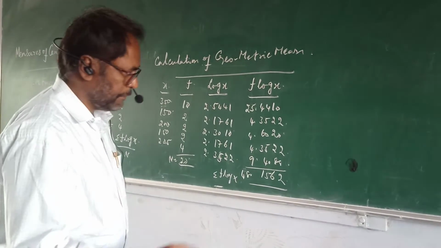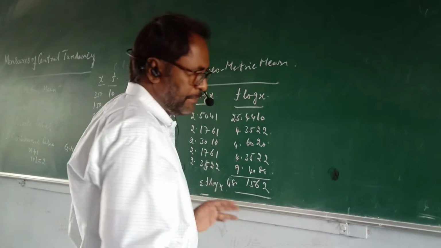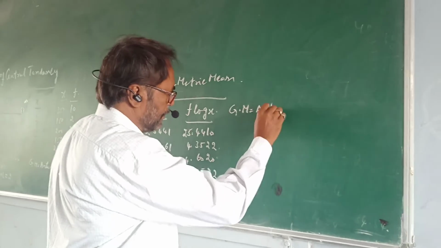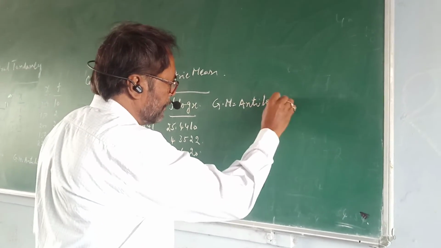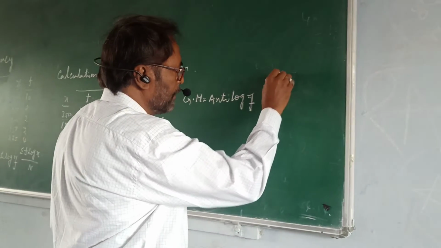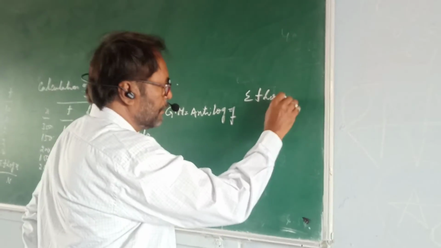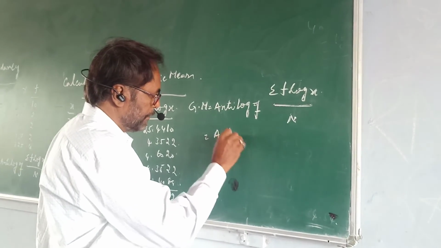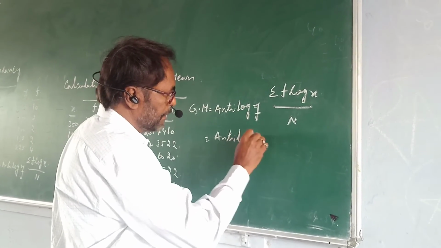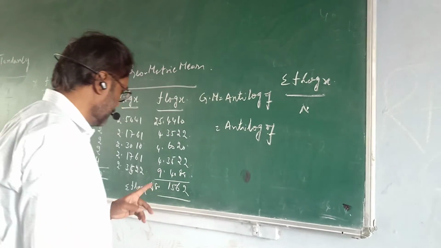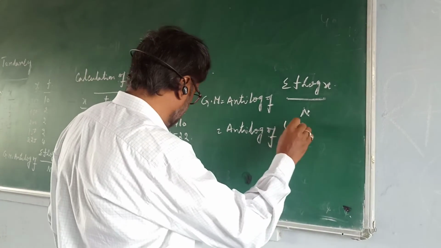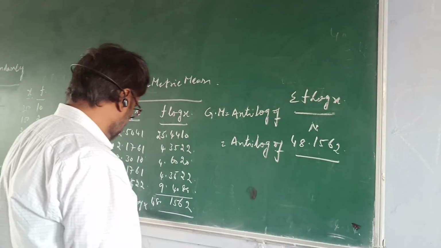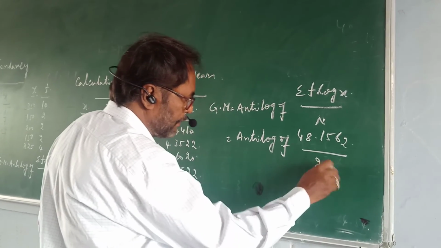So what is the formula to calculate geometric mean in discrete series? GM is equal to antilog of sigma f log x by n. So antilog of sigma f log x is how much? 48.1562. This will be divided by n, which is 20.